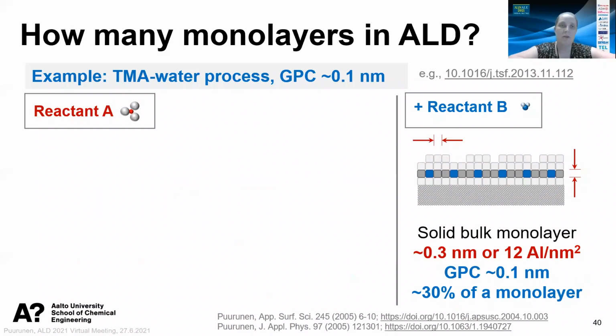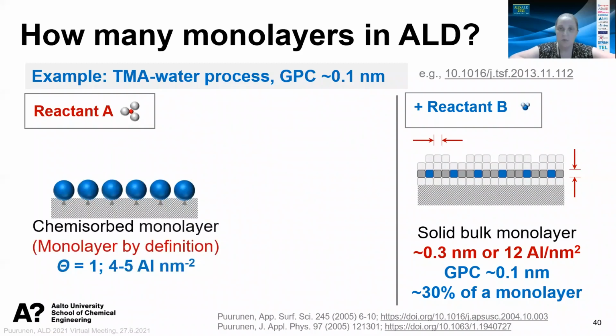Example, the TMA trimethylaluminum water process has a growth per cycle of about 0.1 nanometers. So a solid bulk monolayer of aluminum oxide would have something like 0.3 nanometers. And this gives that the growth is about 30% of a monolayer per cycle. And that has been marked actually here in this cartoon showing every third square as a blue one.